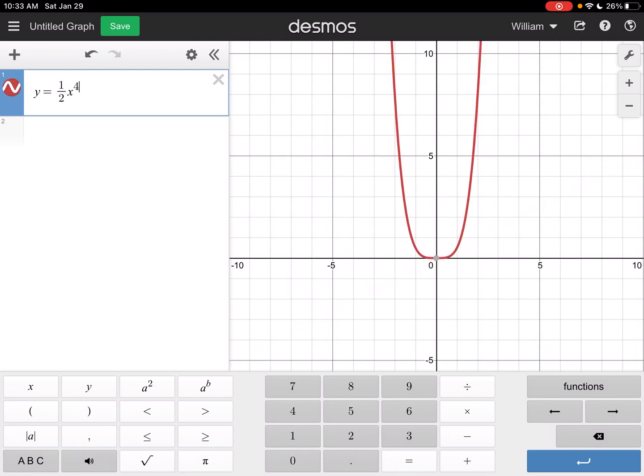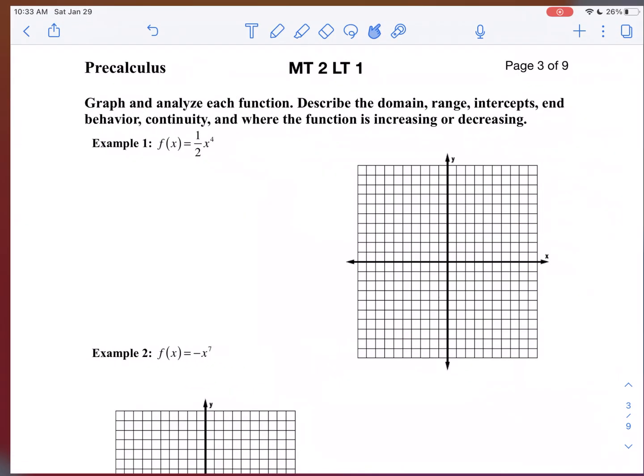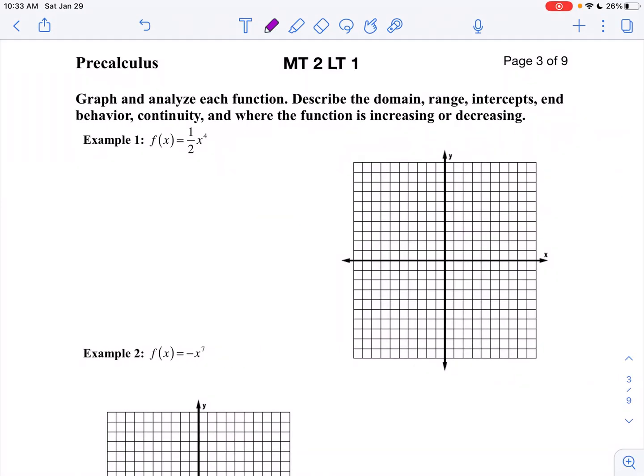And notice it looks like a parabola, but it's a little flatter around 0, 0 because of the x to the fourth. So I'm going to sketch that on my paper, and that's what you do on your assignment. I don't expect perfection, but give me the general shape. Now we can describe the domain. My domain, I can put any number in for x, and I'll get an answer. So my domain is all real numbers.